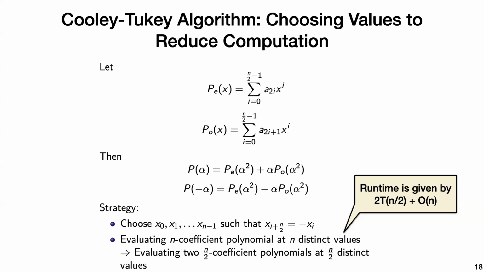And so evaluating the n coefficient polynomial at n values becomes evaluating two n over 2 coefficient polynomials at n over 2 distinct values. So we cut down the work in half at the first recursive step. And this runtime is given by 2T(n/2) plus order n. And this is the same recurrence as, for example, merge sort or quicksort in expectation. In merge sort, this order n is given by the merge step. In quicksort, this is the partition step. But we know that those are n log n, and so we hope that the whole runtime of this thing will also become n log n.